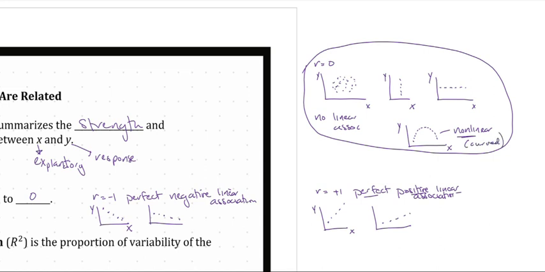It could also give us the same result, a correlation of 0, if we have a cloud or if there's no variability in one of the variables.